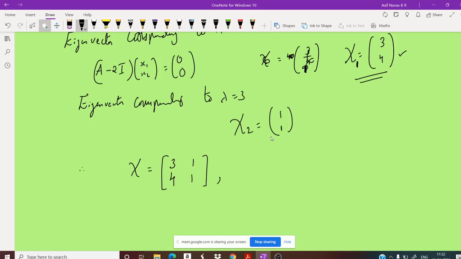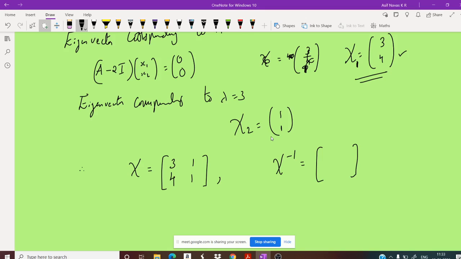Now what do you have to do? You have to find X inverse. Tell me what is X inverse. For finding X inverse you can use a calculator. Today I will upload a video on how to find the inverse of a matrix using a calculator, and the product of matrices using a calculator if possible. So you can use calculators also.